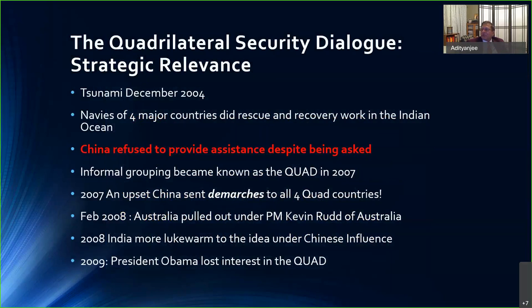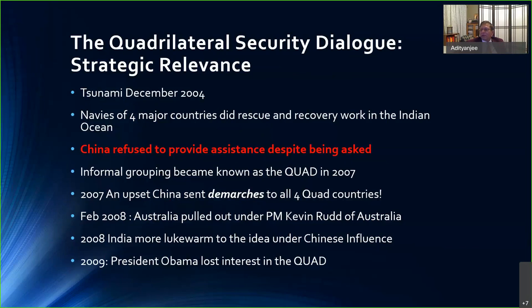What is interesting is that when this Asian tsunami in the Indian Ocean happened, the four countries doing rescue, recovery, and humanitarian assistance did invite China to help in the recovery process, and China refused at that point in time. But after the Quad grouping was formed in 2007, China got very upset and sent demarches to all four Quad countries. And of course, in 2008, Australia pulled out of Quad. It's very important to note that sometimes international relations are driven by personalities, not by national interests. Kevin Rudd is a Labour politician from Australia, and he is a Sinophile.